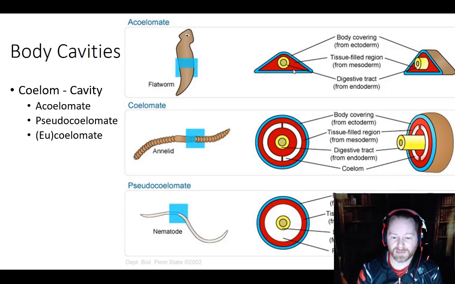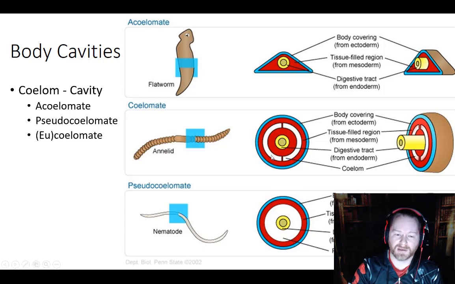For a pseudocoelomate, they have a body cavity. They've got all this space around their organs, but there's no tissue connecting those organs back to the body cavity wall. And so we call these pseudocoelomates. So not only are the organs there and they can move around, but they can move around a lot and they get sloshed around and there's nothing really holding them in place.